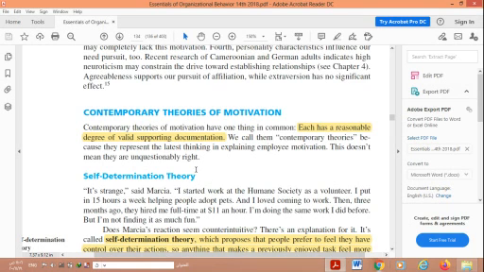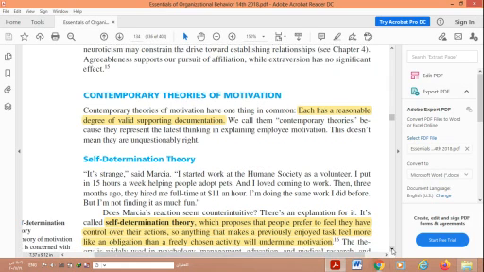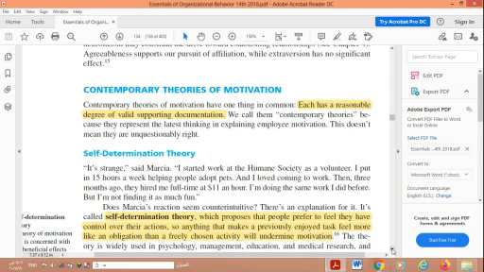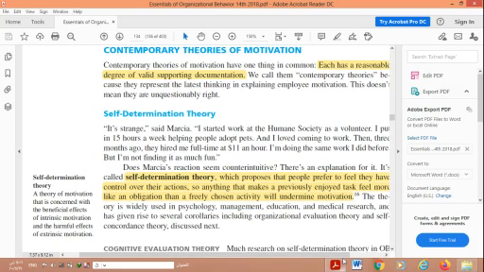Okay. The contemporary theories of motivation have one thing in common: each has a reasonable degree of valid supporting documentation. أكيد يعني في عندي على هذه الموتيفيشنز اللي هي أجت محدثة ومتطورة عن الإيرلي، فأكيد حيكون في عليها researches وحتكون في عندي evidence عليها، فبالتالي it is supported by documentation. Okay. The first contemporary theory of motivation is self-determination theory. What do we mean by self-determination theory?